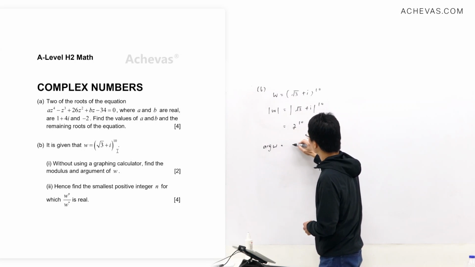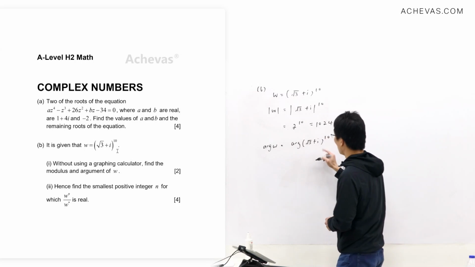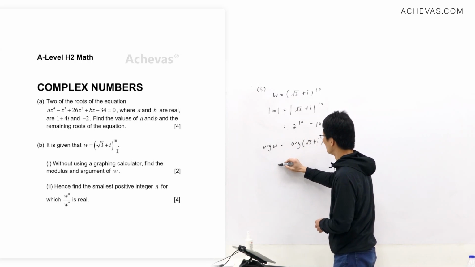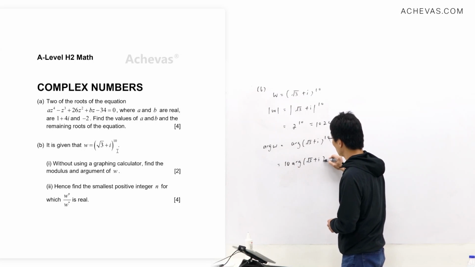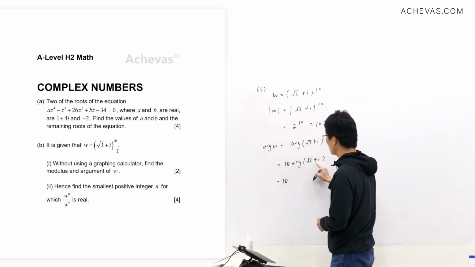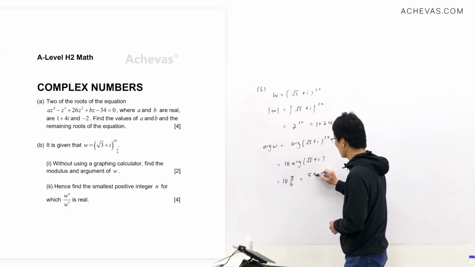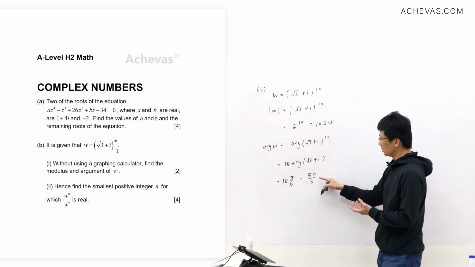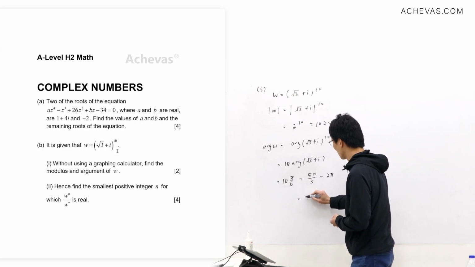Argument of w is given by argument of square root 3 plus i to the power of 10. And we can actually bring down the power of 10 due to the properties of argument, which is 10 times argument of square root 3 plus i. And argument of square root 3 plus i will just give me pi over 6. Simplifying, we get 5 pi over 3. But we know that 5 pi over 3 exceeds the principal range for the argument, so we need to do a minus 2 pi, which gives me minus pi over 3.